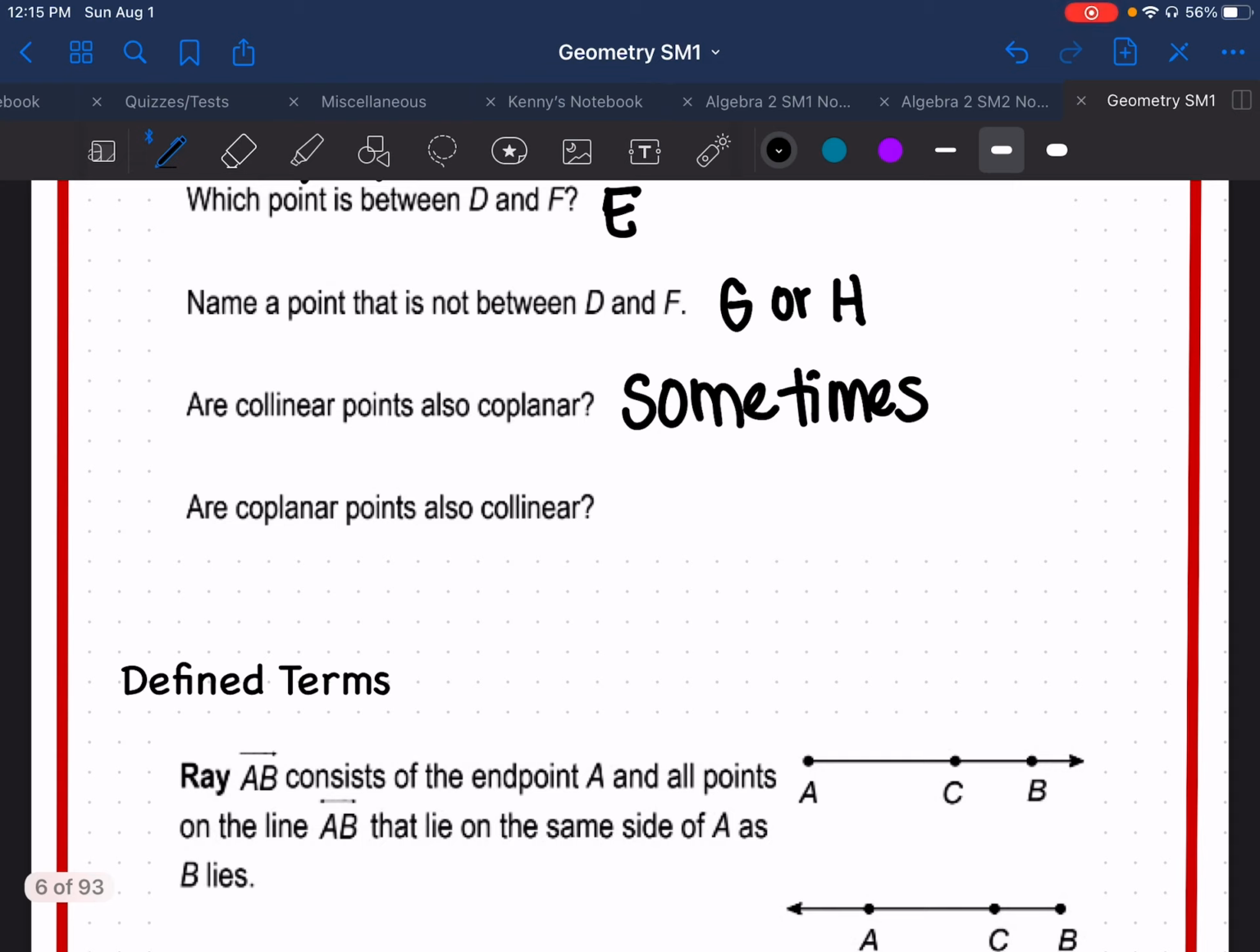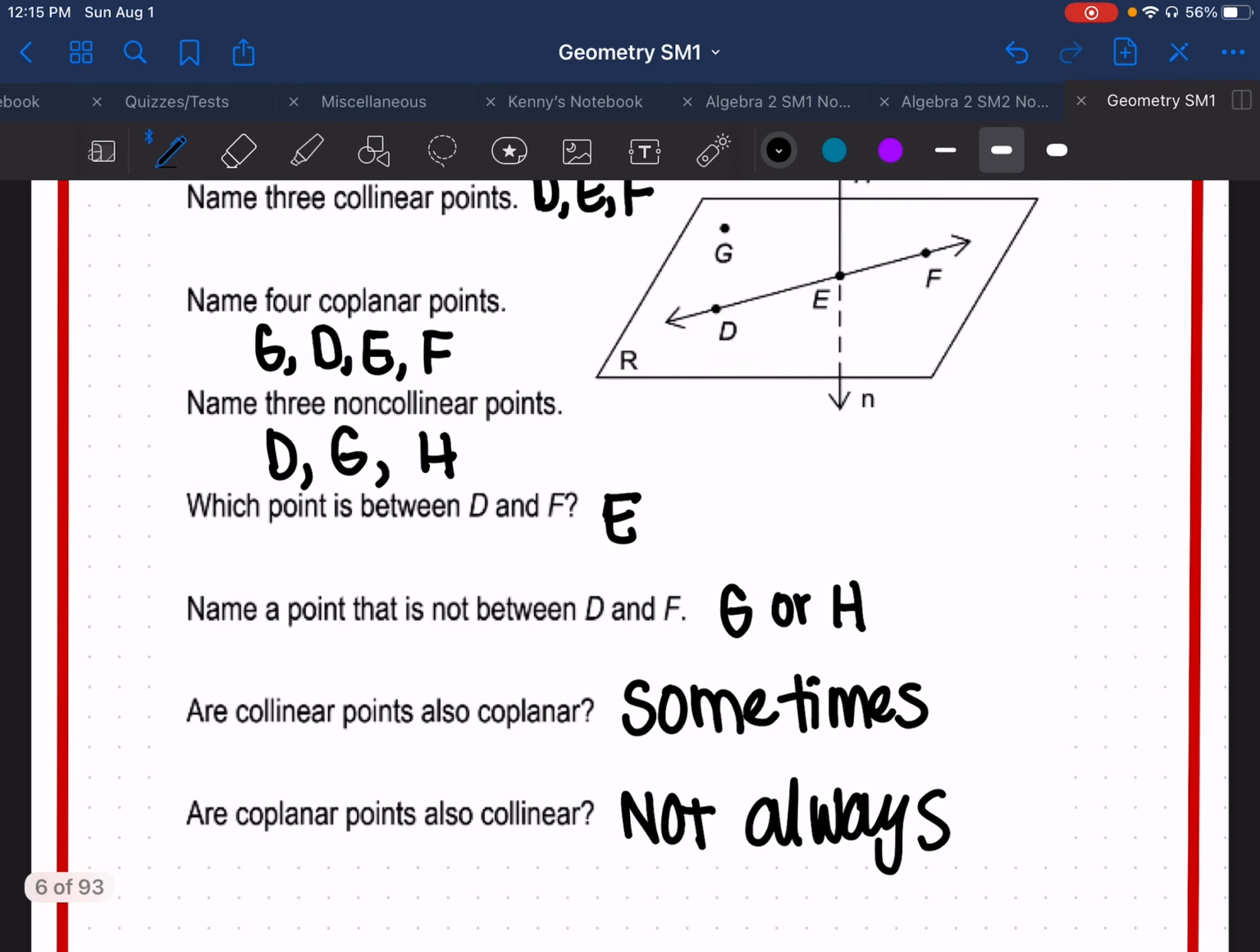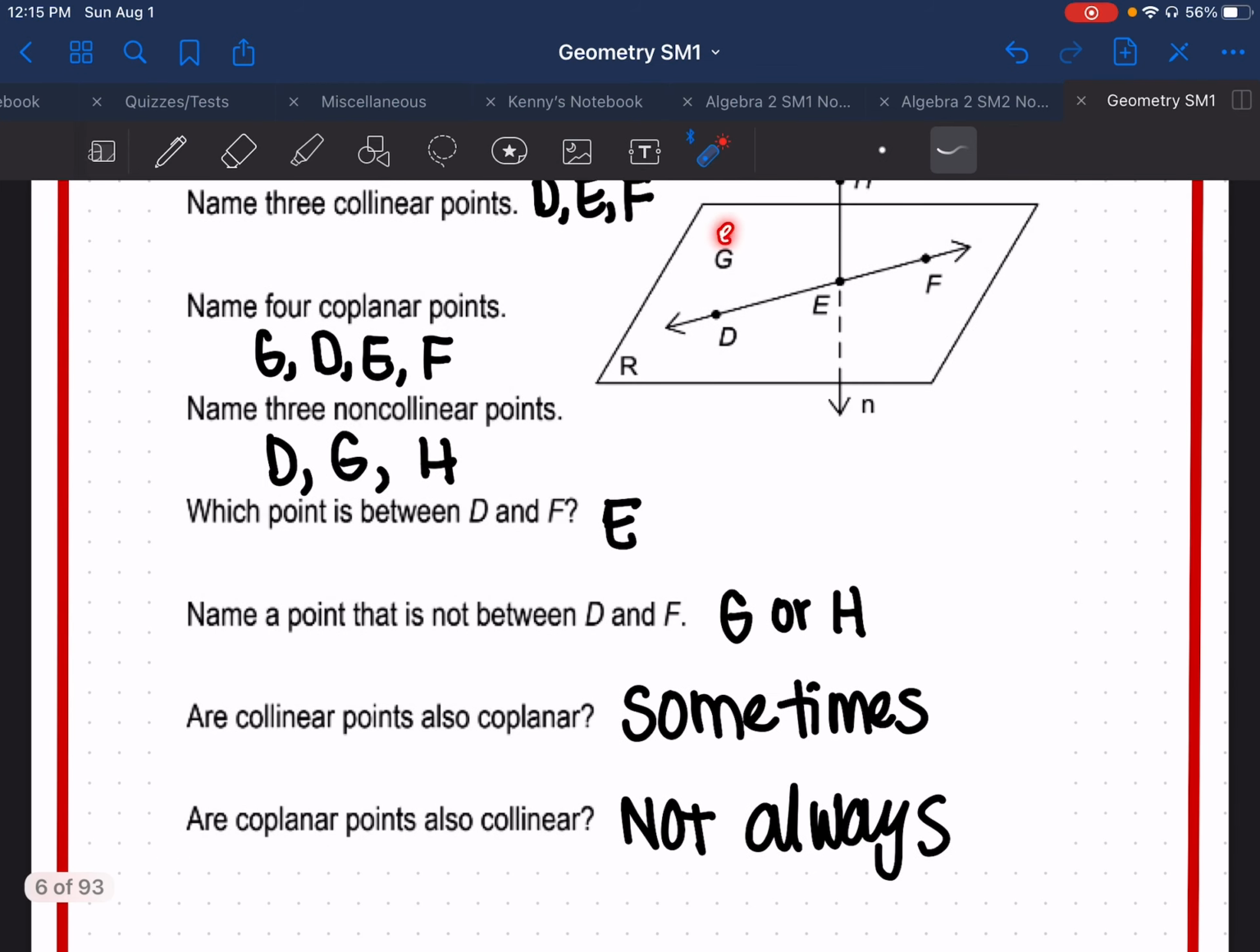Are coplanar points also collinear? Well, I'm going to say not always. And take a look at G. G is going to be my example. G is not collinear to these 3 points. It could be collinear to D. It could be collinear to E. I can make a line there. It could be collinear to F, but it cannot be collinear to all 3 of them.